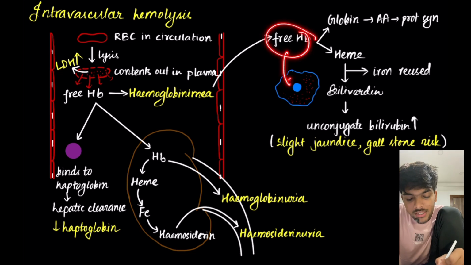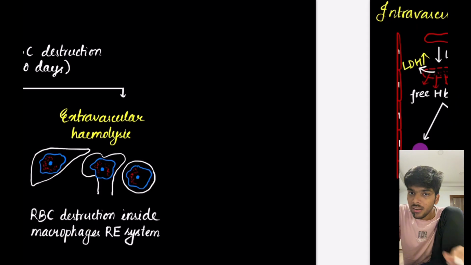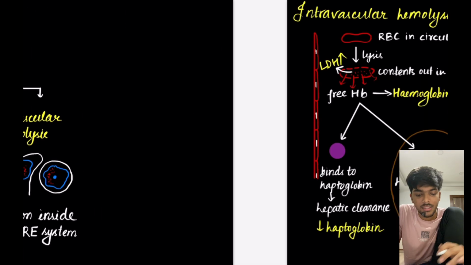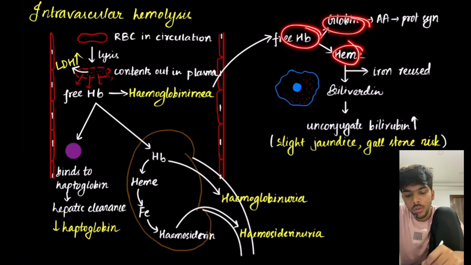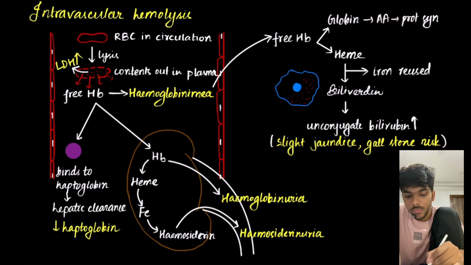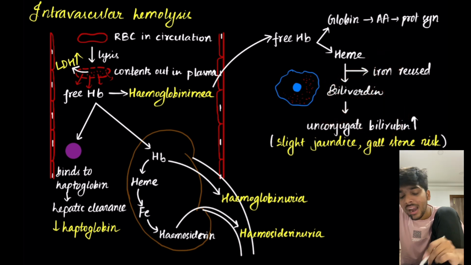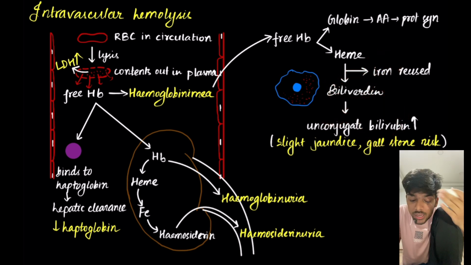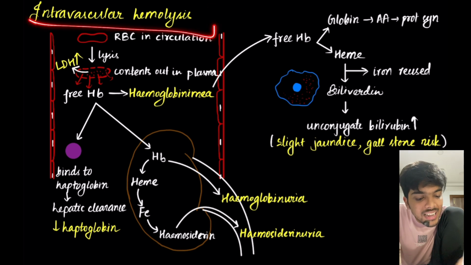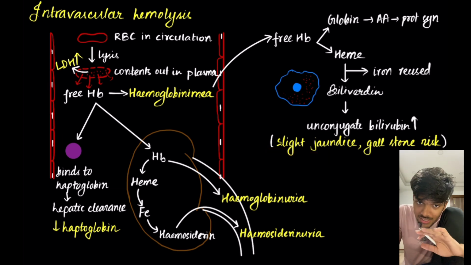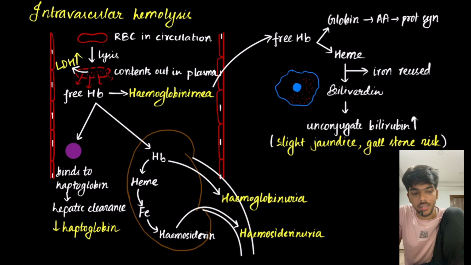So this hemoglobin gets taken up by the reticuloendothelial system, and the exact same process takes place. That is, the hemoglobin gets broken into heme and globin. Globin is broken into amino acids, which are reused for the formation of protein. Heme is broken into iron and biliverdin. Iron is reused. Biliverdin is converted to bilirubin, and an excess amount of bilirubin can cause jaundice. However, since in intravascular hemolysis only a small amount of hemoglobin reaches the reticuloendothelial system, there is a slight increase in bilirubin, leading to slight jaundice, not severe jaundice, but slight jaundice.